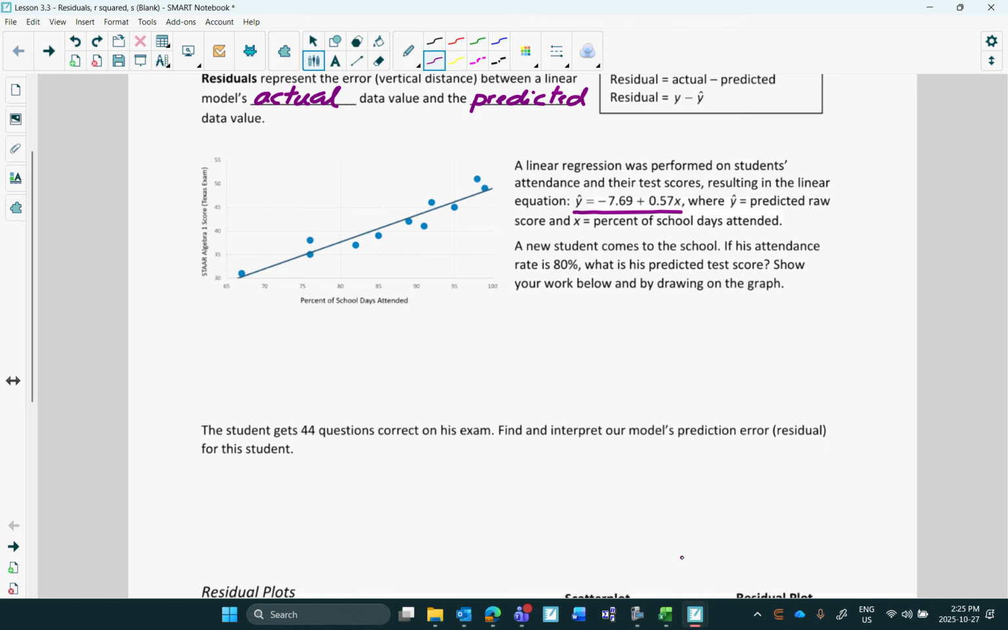Remember I talked about how to explain the meaning of the y-intercept and whether it actually has meaning in a specific example. The slope means that for every 1% increase in attendance, the test score will go up by 0.57. Remember, slope is rise over run. That doesn't change.